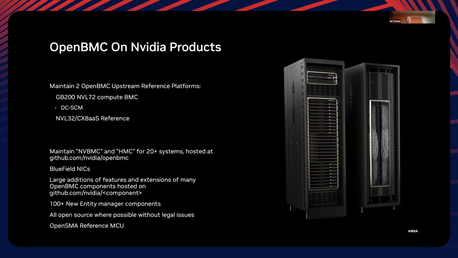The only thing we don't publish are unreleased systems and just the meta layers to hopefully protect the innocent. In our fork, we've got about 100 plus new entity manager components, so different components of these various racks and systems that are now supported.